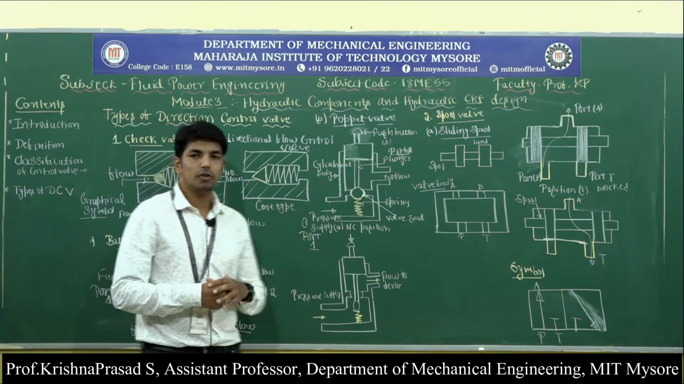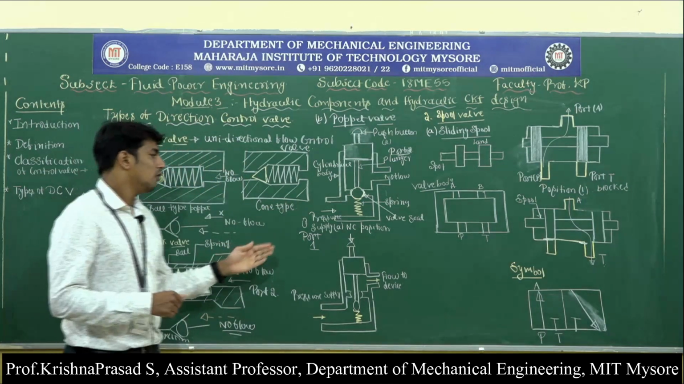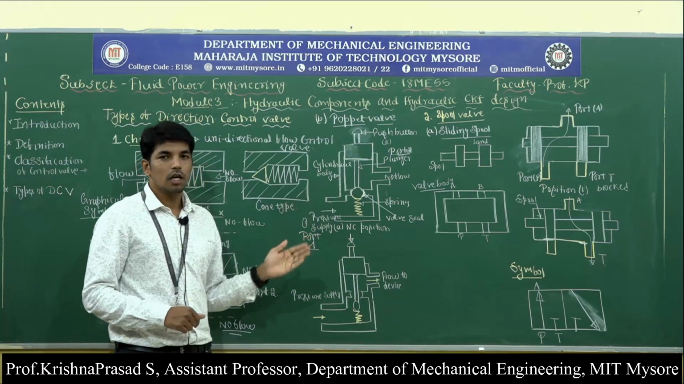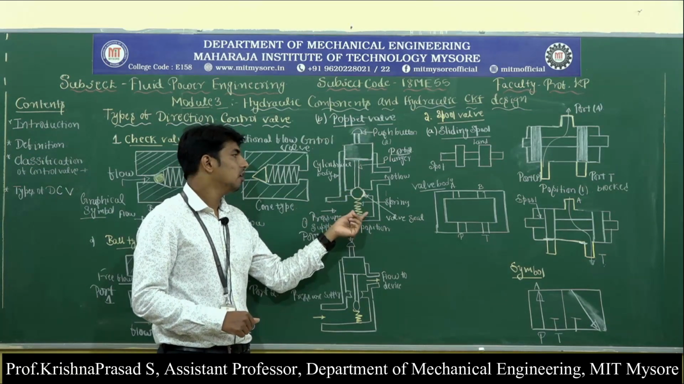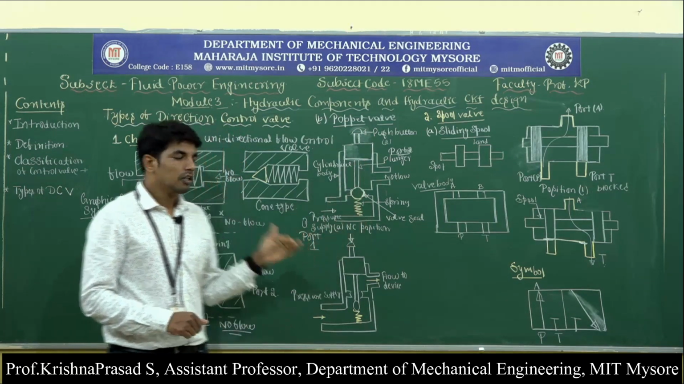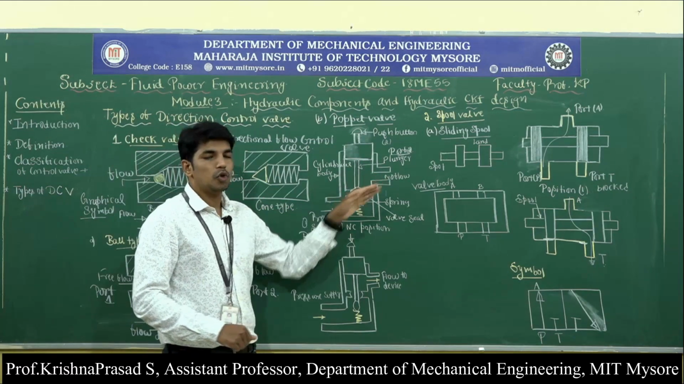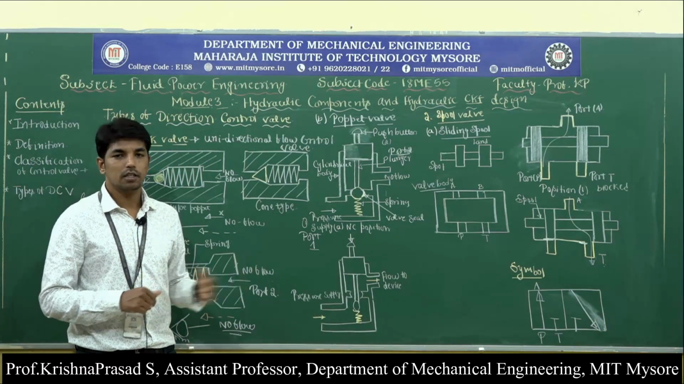Okay, so what happens during the operation? Whenever highly pressurized fluid enters through port 1 and the valve is closed with the help of the spring along with the plunger, then no fluid supply is going to take place from port 1 to port 2, hence the cylinder is not going to actuate. So this is case number 1.